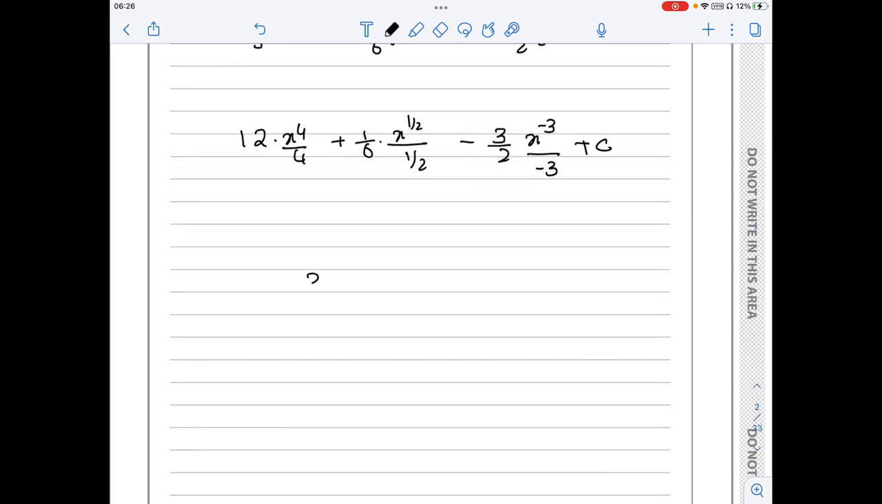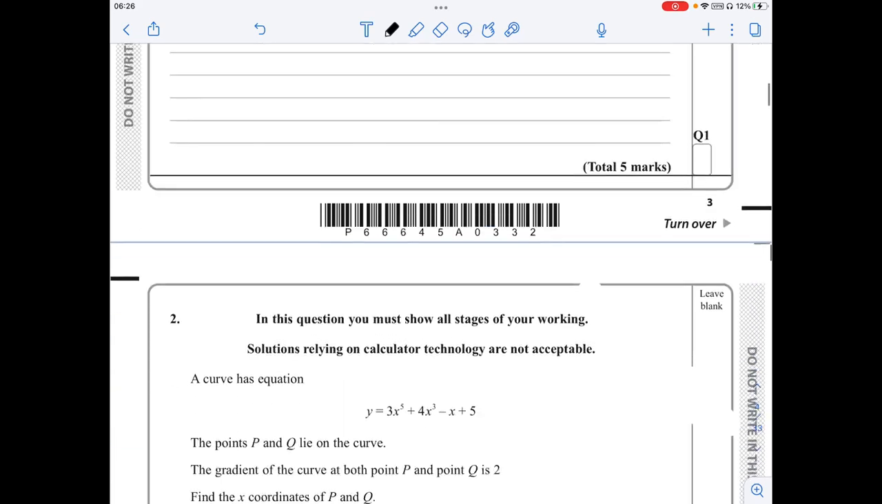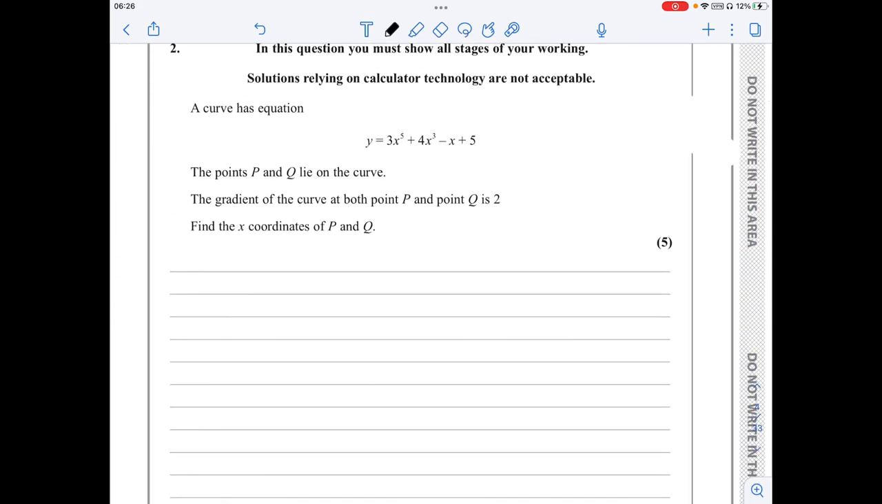Simplify that, you should be able to get 3x power 4 plus 1 upon 3 x power 1 upon 2 plus 1 upon 2 x power negative 3 plus c. That's going to be the answer. Question number 2. A curve has an equation.